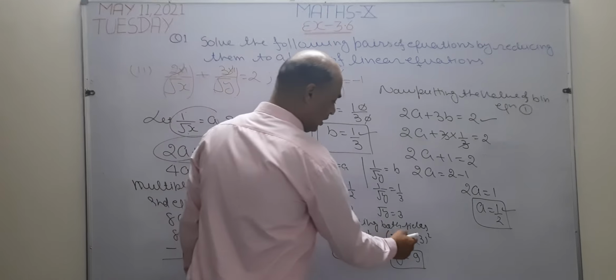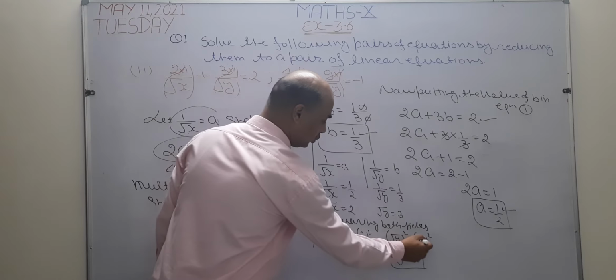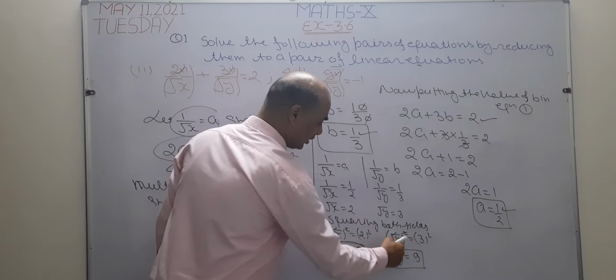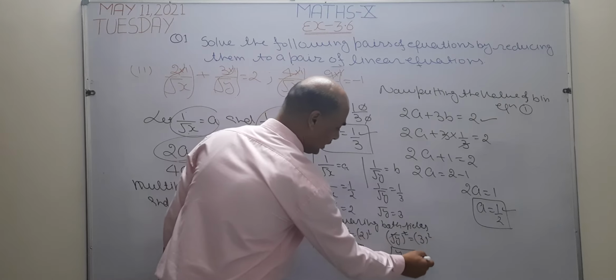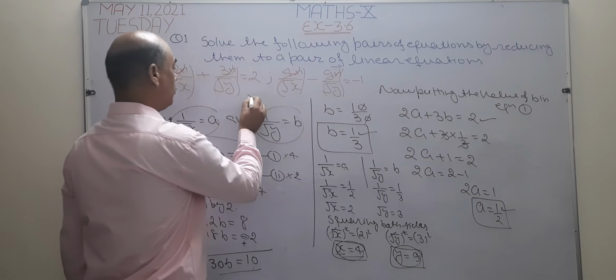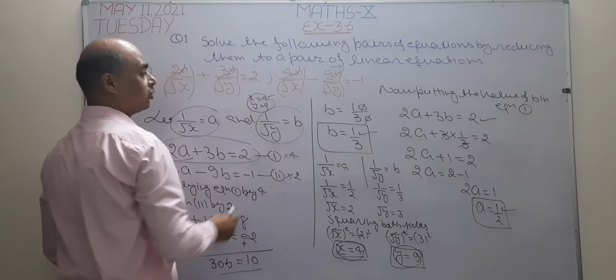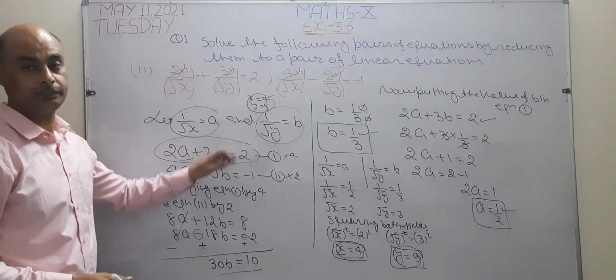In the same way, I take squaring both sides here. When I square root y and root 3 square, this is going to cancel. What is left? y, and root 3 square is 9. So the value of y becomes 9. So your answer is x equal to 4 and y equal to 9. This is the answer of the given question. I hope it is clear to all.